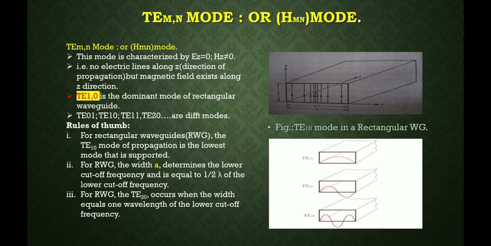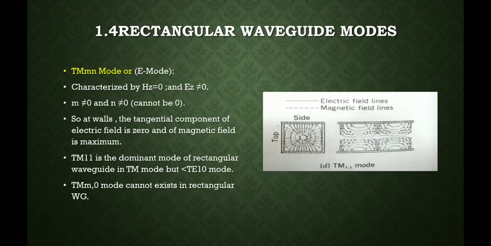So on the right hand side we can see the electric field intensity is maximum in the center and goes on decreasing towards the side walls along the width, and down we see the different TE10, TE20 and TE30 modes of propagation for the rectangular waveguide.